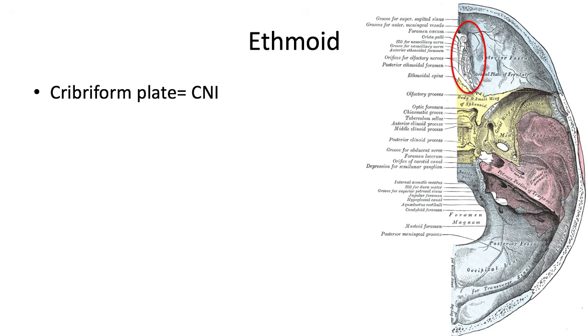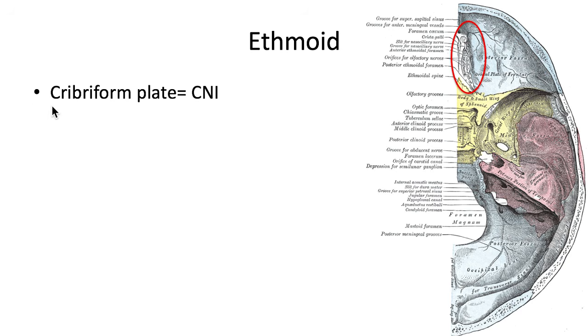All right, let's go to the ethmoid bone, and now we're looking at a different view. We're actually looking at the base of the skull, half of the base of the skull, and this is an aerial view looking down at that base. So the ethmoid bone is up here, and it has this thing called the cribriform plate. And the cribriform plate has a bunch of tiny little holes in it where tendrils of cranial nerve 1 are transmitted through those little holes. Cranial nerve 1 is the olfactory nerve, responsible for olfaction or smell.